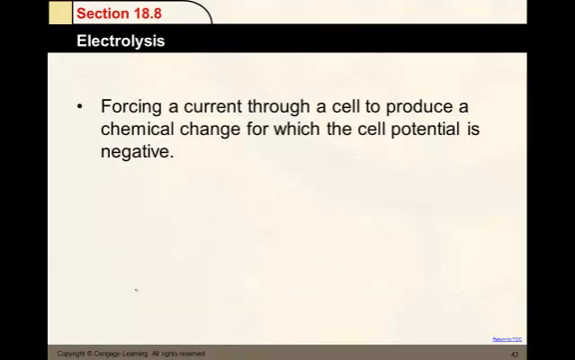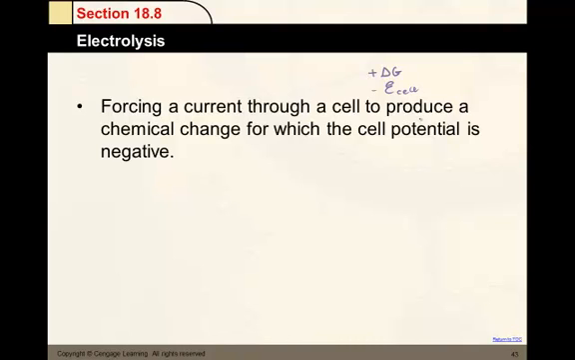Batteries and galvanic cells are similar in that they are reactions that are spontaneous. Electrolysis is a little bit different. Electrolysis are reactions that do not occur naturally. In other words, delta G is positive for these kinds of reactions, and E cell is negative. These reactions don't occur spontaneously, but remember, just because a reaction doesn't occur spontaneously doesn't mean it doesn't occur.